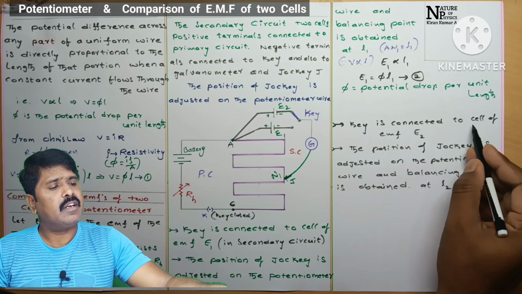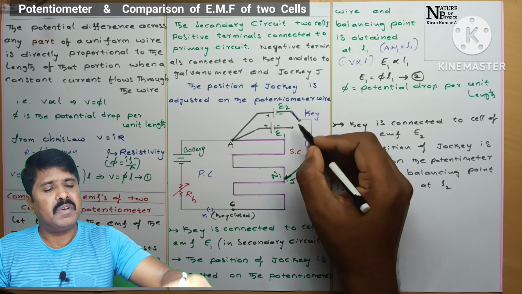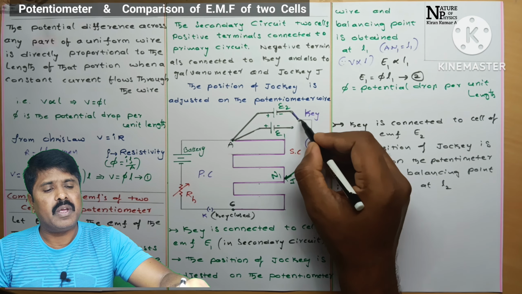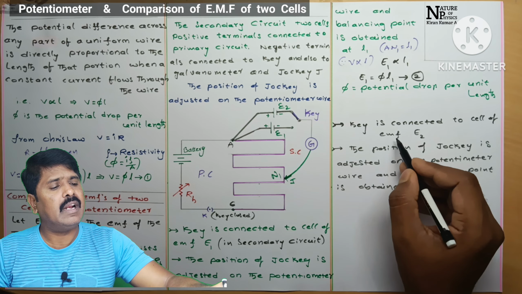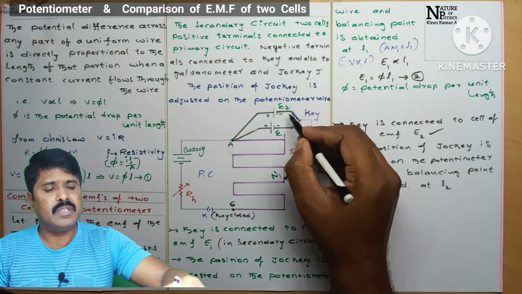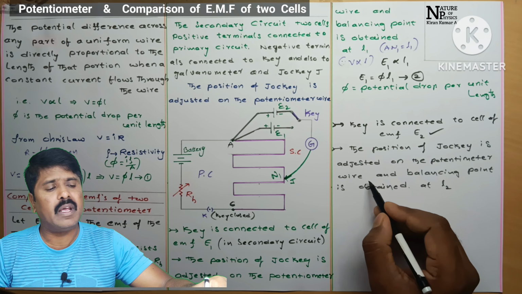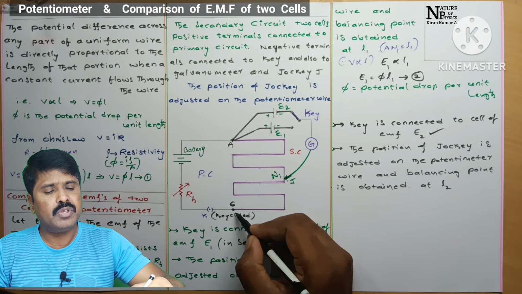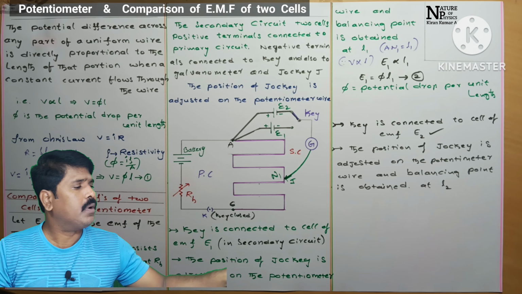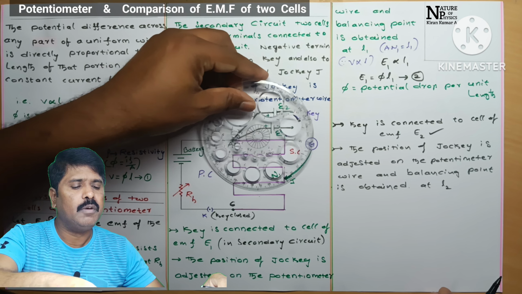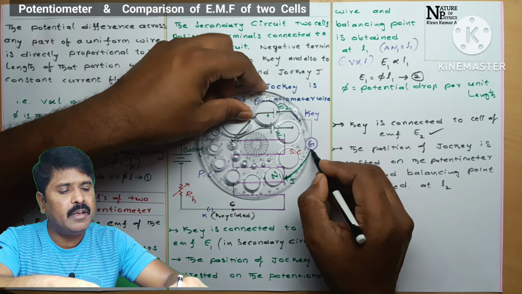So the key is connected to the cell of EMF E2. First it was connected to the cell E1, and second it is connected to the cell E2. See there, clearly represented. The position of the jockey is adjusted on the potentiometer wire, the same situation, moving from A position to C position, and the balancing point is obtained at a length L2. Student, I am going to draw the balancing point, like this I can represent it.